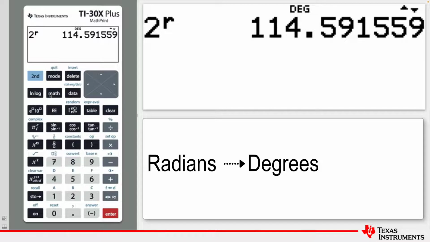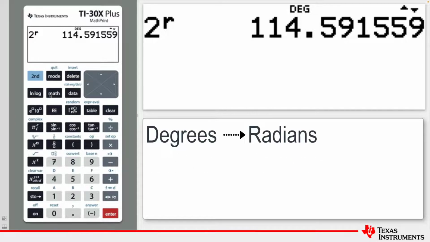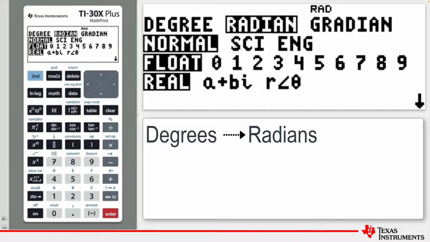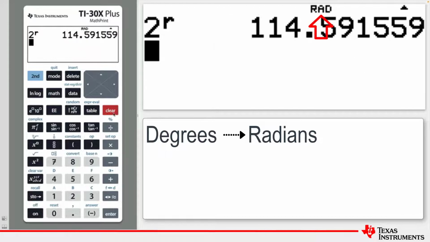For degrees to radians, let's try the example of converting 30 degrees. First of all, press mode and change the mode for angles to radian. If you press clear, you return to the calculator page.